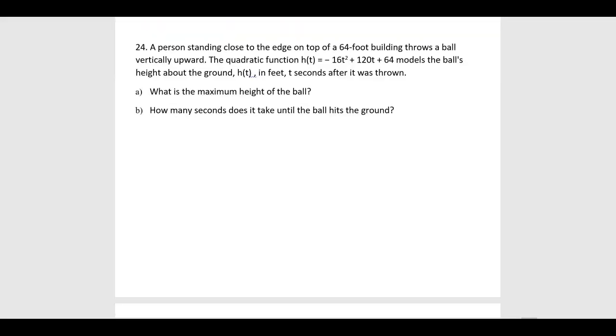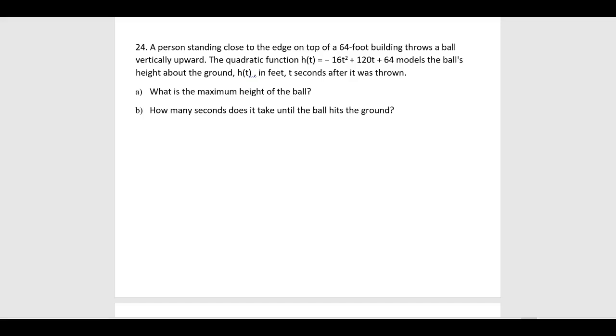Okay, so 24. A person standing close to the edge of the top of a 64-foot building throws a ball vertically upward. The quadratic function h of t equals negative 16t squared plus 120t plus 64 models the ball's height from the ground, h of t in feet, t seconds after it was thrown. What's the maximum height of the ball, and how many seconds does it take until the ball hits the ground?